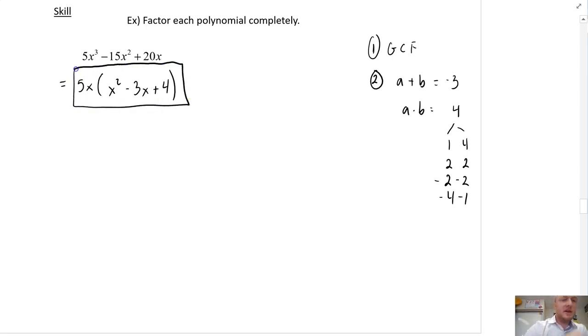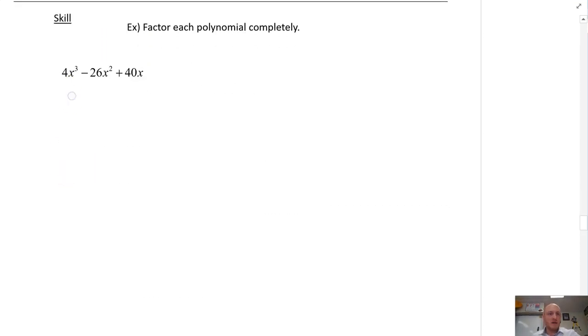And obviously, I'm not going to have a step 3, difference of squares, because I don't have any binomials. So we are done. Okay, next example.